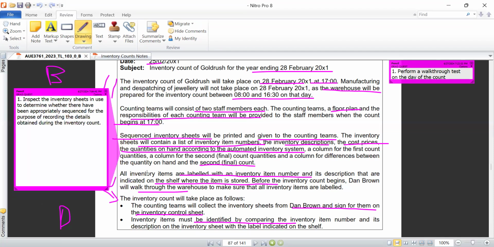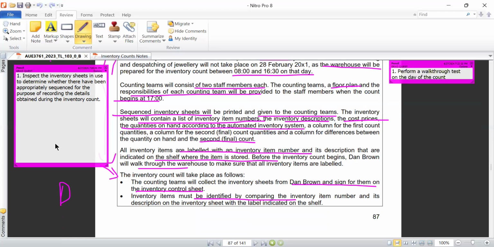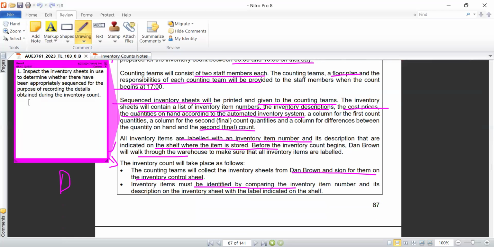Let's continue. All right, and then one of the things, of course, will also be to inspect the inventory count sheets for those details. So the inventory count sheets will contain a list of inventory item numbers, inventory descriptions, the cost prices, quantities on it, the column for the fair, all those things. So now we have to inspect the completed inventory count sheets. So that's the part I'm going to put here, where we can inspect the completed inventory sheets.